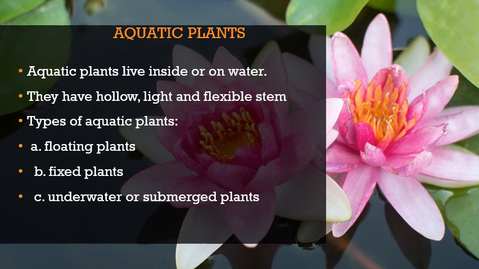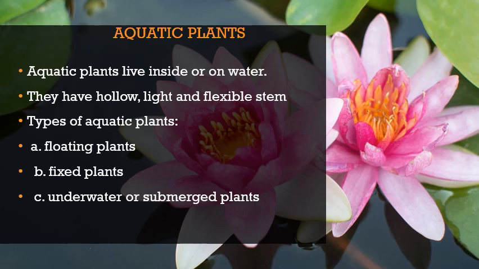Stem is like the branches of the plant. It is hollow. Hollow means it is empty inside. Light means it is very weightless, and it is very flexible because water keeps moving sometimes. So to withstand this movement of the water, the stem of the aquatic plants is usually flexible.